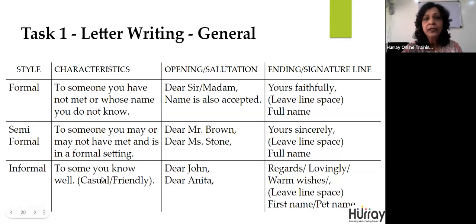Whereas the informal letter is a letter you write to someone whom you know well. It could be a family member, your relative, your neighbor, your close friend, your colleague who you meet every day. It's a casual letter.